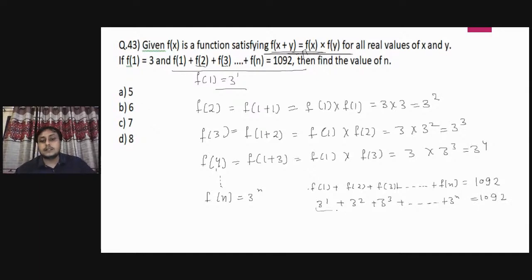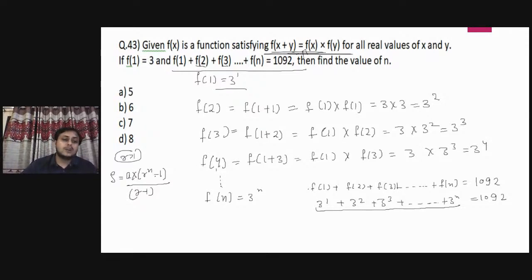Guys, this is a GP, and you have to find the sum of the GP here. When the common ratio is greater than 1, what is the sum of a GP for n terms? It is a into (r power n minus 1) upon (r minus 1), where r is the common ratio, a is the first term, and n is the number of terms. This is for common ratio greater than 1. If the common ratio is less than 1, it is reversed: (1 minus r power n) upon (1 minus r), right?